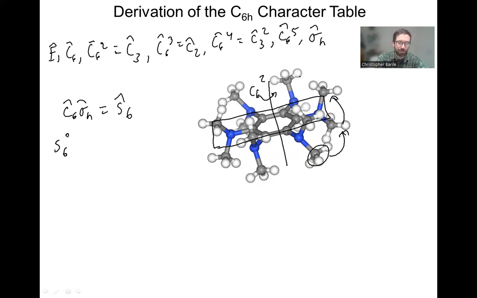We can think about what happens if you do an S6 twice. That's the same thing as doing a C6 twice and then a sigma h twice. Sigma h twice is the same thing as identity, doing nothing, because you flip up and then flip back down. So that's just equal to C6 twice, which is equal to C3. We already have that. So any time you do an improper rotation an even number of times, you're always going to get just a rotation, because the mirror plane operations cancel each other out and become identity.